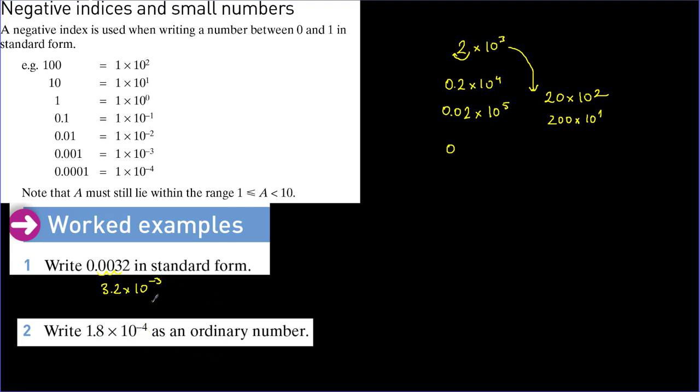If I write this one as an ordinary number, since there is minus 4, I need to move this 1.8. I'm going to write here 1.8. 4 units right. 1, 2, 3, 4 units right. I'm going to put the decimal point here. Every place, I'm going to place the zeros. Then I'm going to write this number here like 0.00018. 0.00018 is the ordinary number form it has to be.